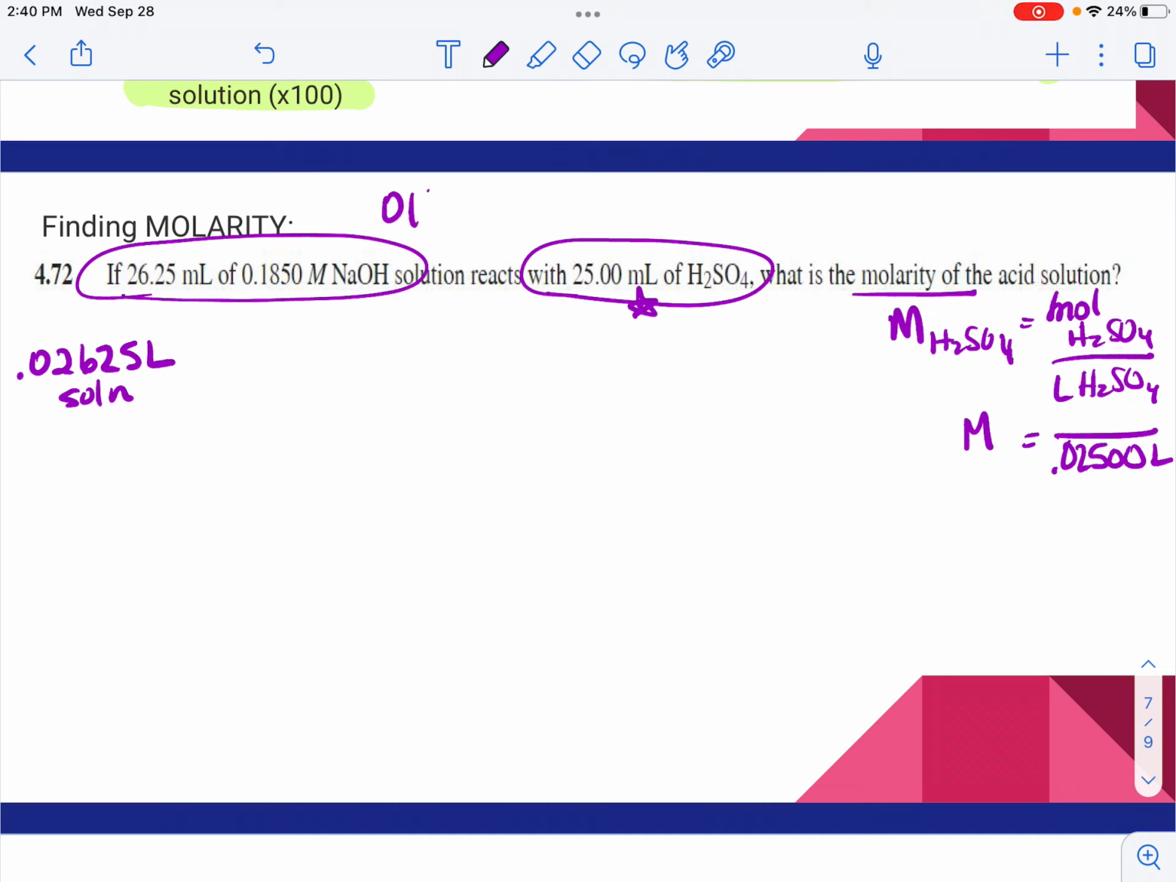So sodium hydroxide is a strong base, and sulfuric acid is a strong acid. So OH minus plus H plus yields H2O, and this is my net ionic equation. Okay, so I'm going to start with my liters of solution. Remember that this is my sodium hydroxide solution.